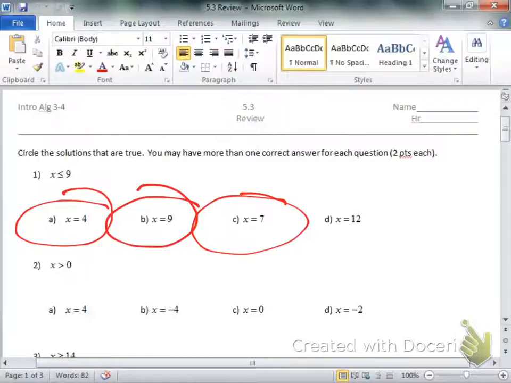Alright, number 2. X is greater than 0. So 4 works, right? And that's it. Remember, when it doesn't have the line underneath, it's not or equal to. So 0 does not work here, but the 9 worked here. Do you guys see the difference? It's all about that line underneath. That means or equal to. So that number works as well. What are your questions for 1 and 2?